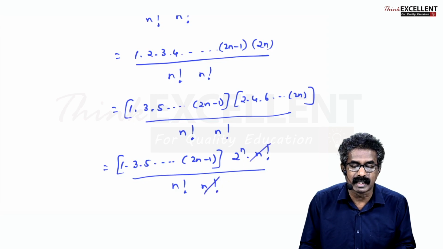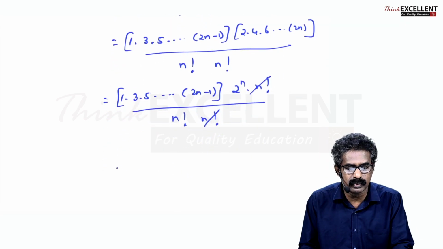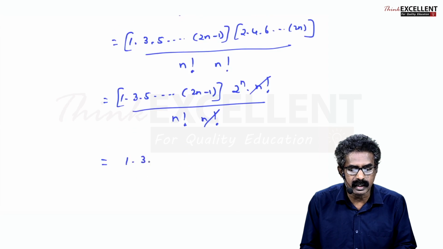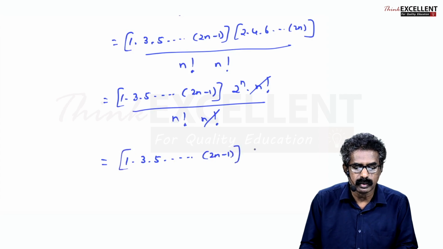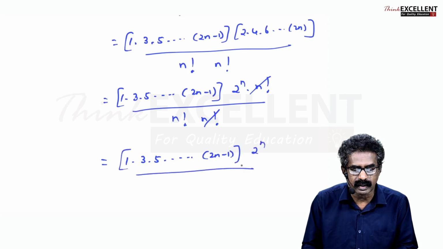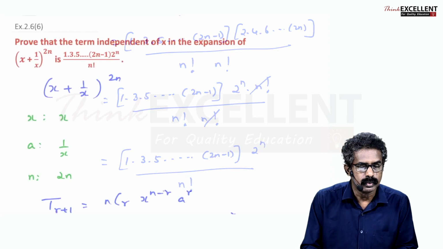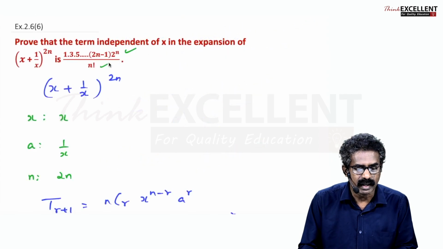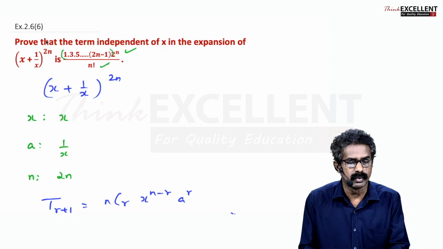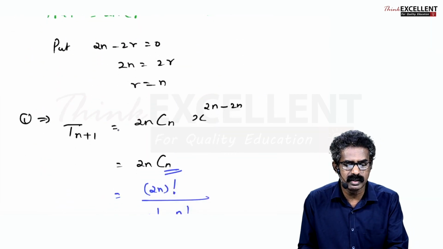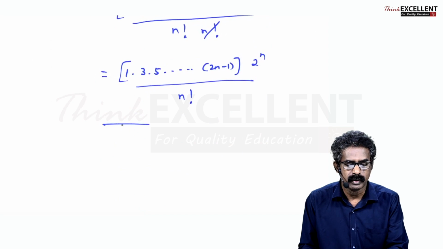One n factorial cancels. So see what you are getting now: 1 into 3 into 5 and so on up to 2n minus 1 into 2 raised to n divided by n factorial. That is, 2 raised to n by n factorial, then 1 into 3 and so on up to 2n minus 1. Okay, so hope you understood this one. This is a very important type of question. So go through all the theory part. Once you're thorough with the theory part, you can answer any questions.